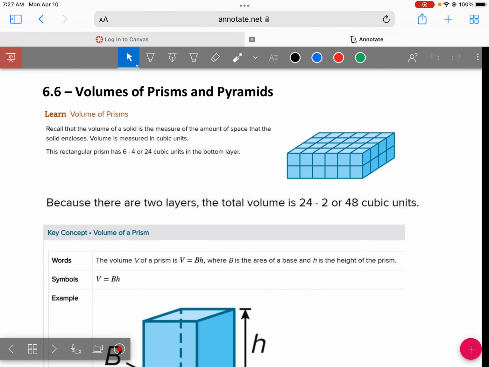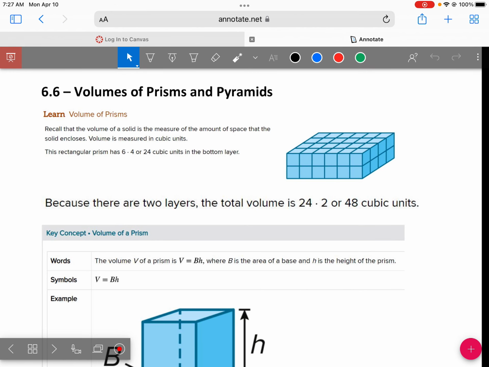So 6.6, we have this section that we'll talk about today and tomorrow. We have 6.7 that we're going to talk about Wednesday and Thursday, and then we start reviewing. We're going to review on Friday, we're going to review on Monday, and then you have a test over surface area and volume next Tuesday, a week from this Tuesday. Okay? A week from Tuesday. All right, here we go.